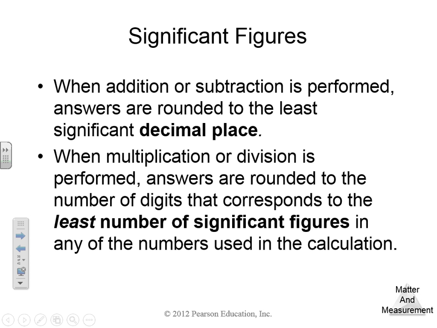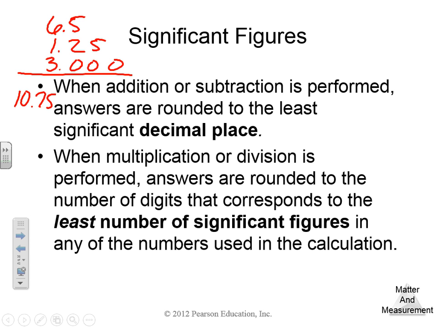So for example, if I take 6.5 plus 1.25 plus 3.000. Let's add those together, and what do you get? You get 10.75. However, the least significant decimal place, if we look at my numbers, this has 1 significant decimal, this had 2, and this had 3. So my answer is going to be in 1 significant decimal. So when I do this, my answer here is really going to be 10.8.